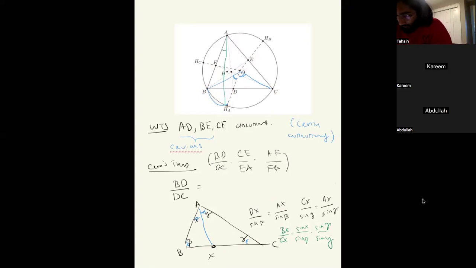Okay, so maybe I should draw it a little bit better. But the point is this goes through H. Right? So it's this angle.